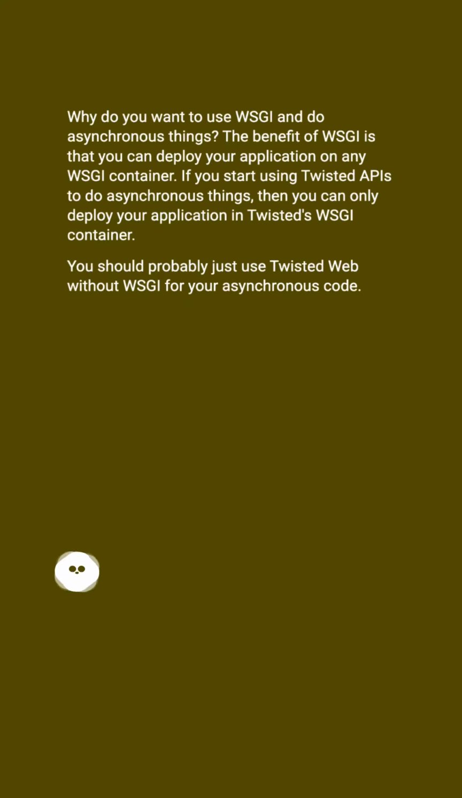Why do you want to use WSGI and do asynchronous things? The benefit of WSGI is that you can deploy your application on any WSGI container. If you start using Twisted APIs to do asynchronous things, then you can only deploy your application in Twisted's WSGI container. You should probably just use Twisted Web without WSGI for your asynchronous code.